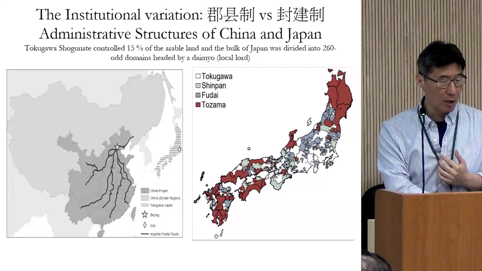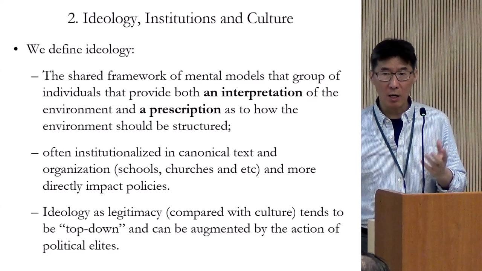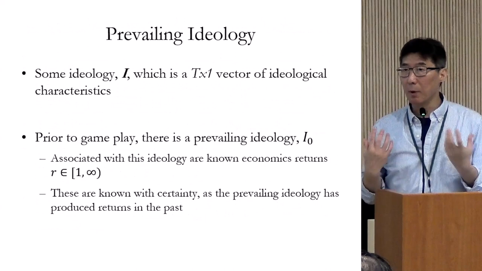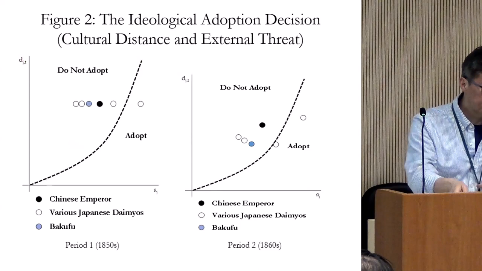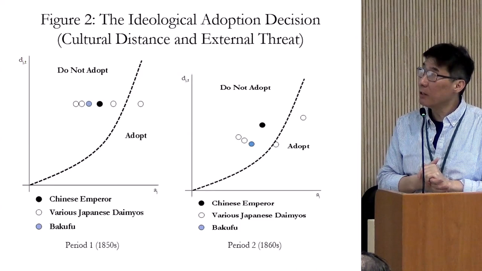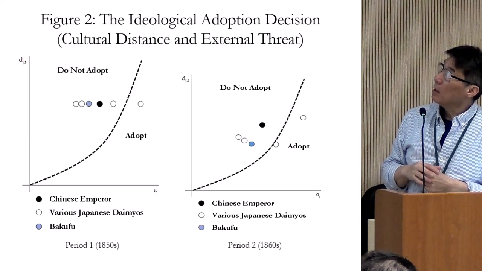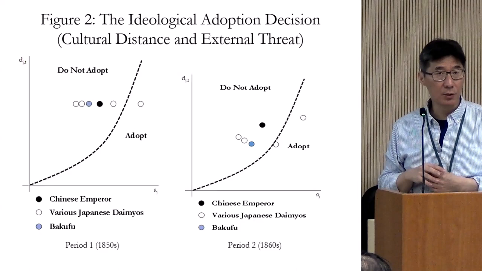Okay. In the interest of time, let me not go through the model, or let me at least just show the pictures and so on. So we tried to, in some way, model ideology and define ideology. But what I want to show is just a very simple graph, basically showing on the horizontal axis the external threat. Both Japan and China were faced with external threat from the imperialists. And there's the cultural distance.